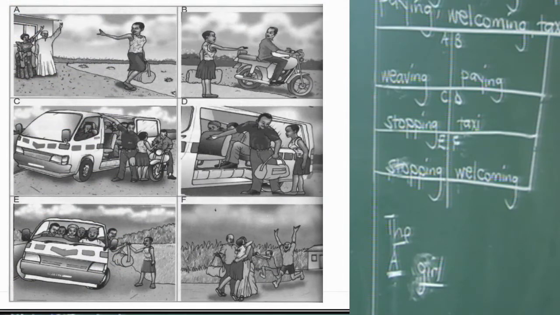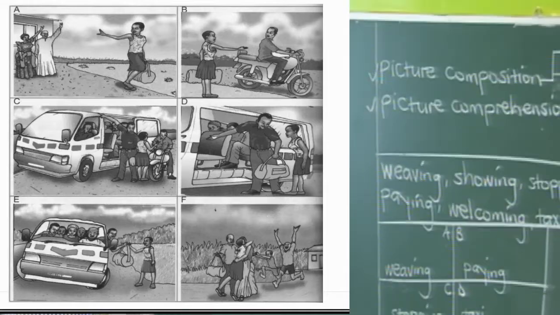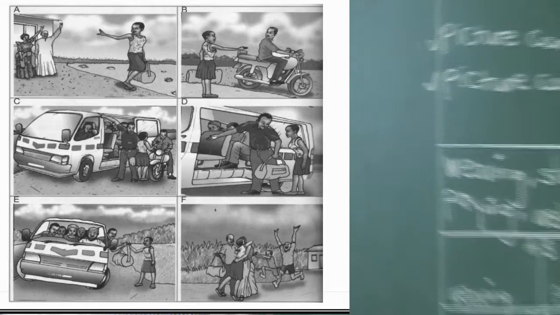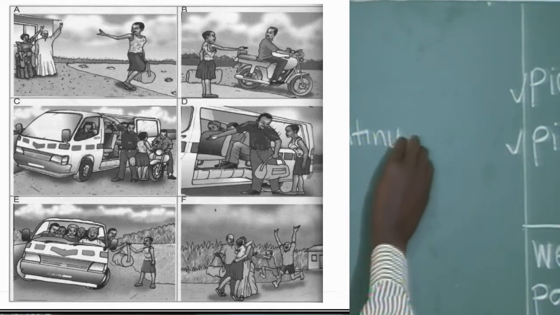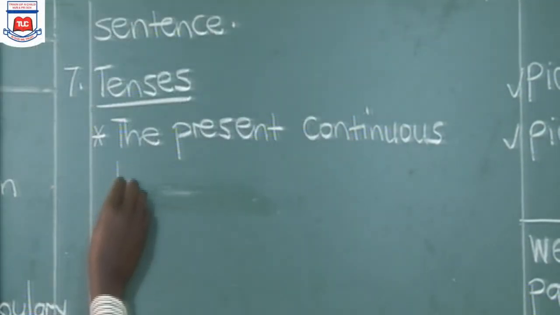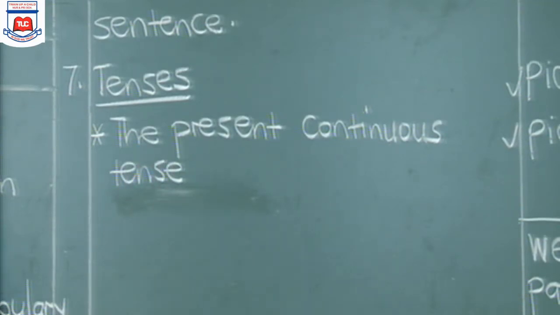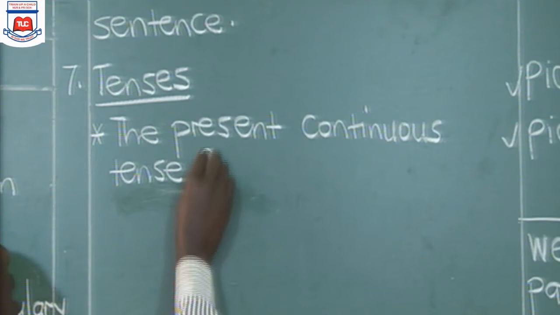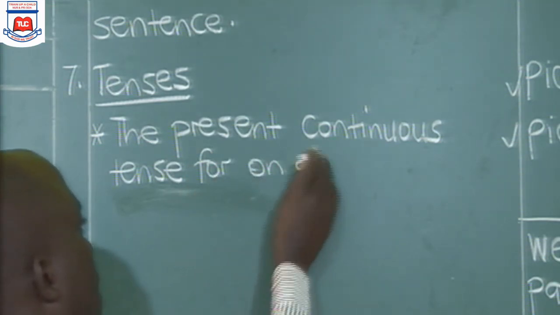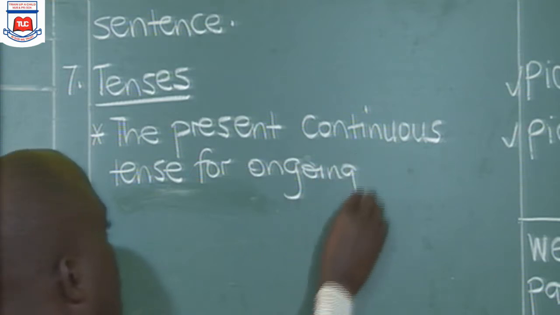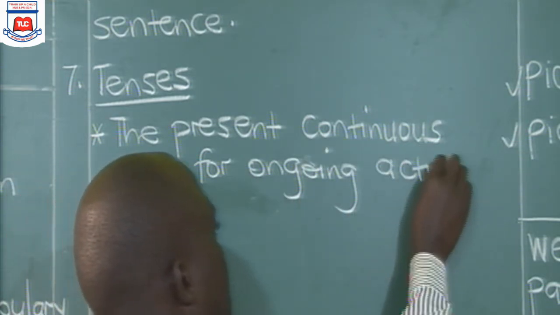So after that, we come to tenses. Here, we are going to use two types of tenses. The first tense that we are going to use here is the present continuous tense, for ongoing actions. What do we mean here?